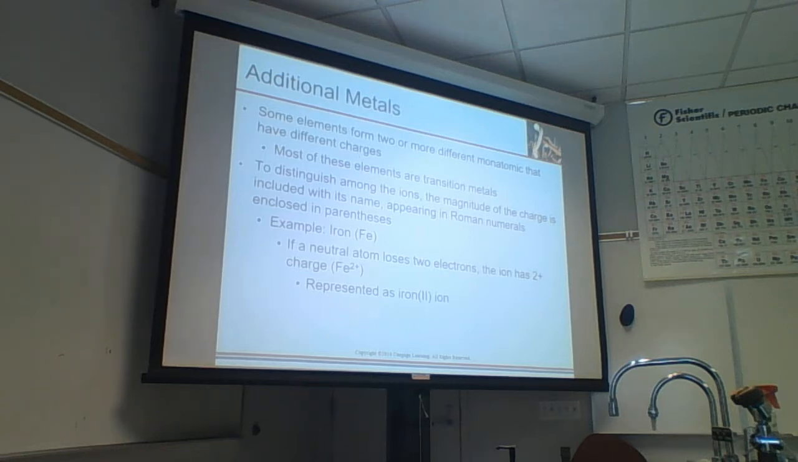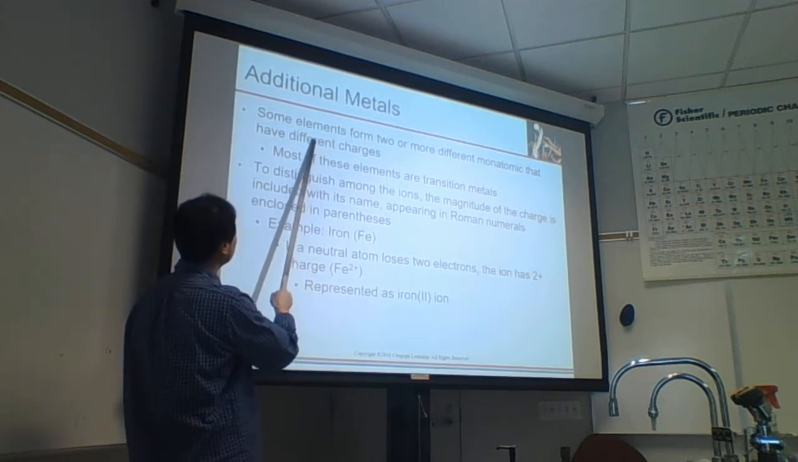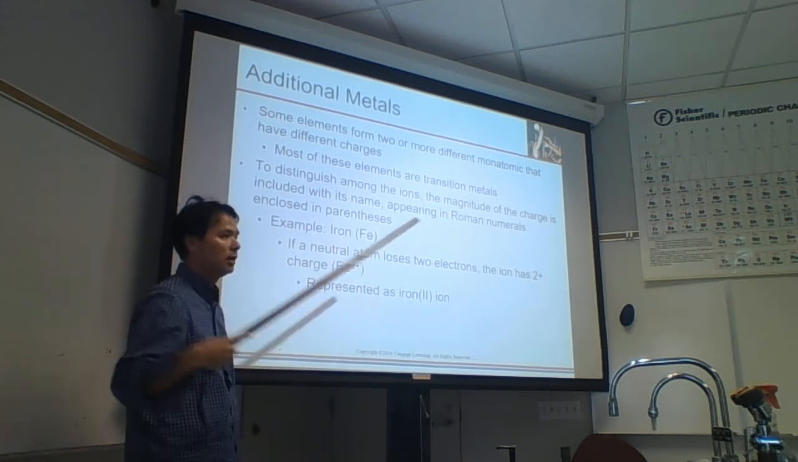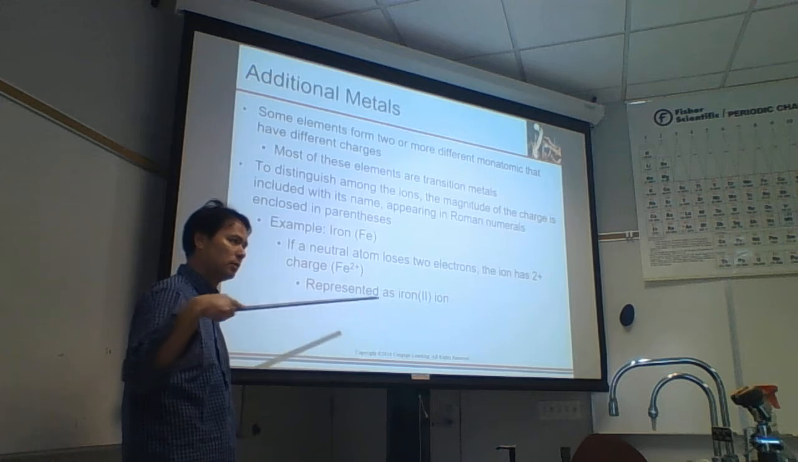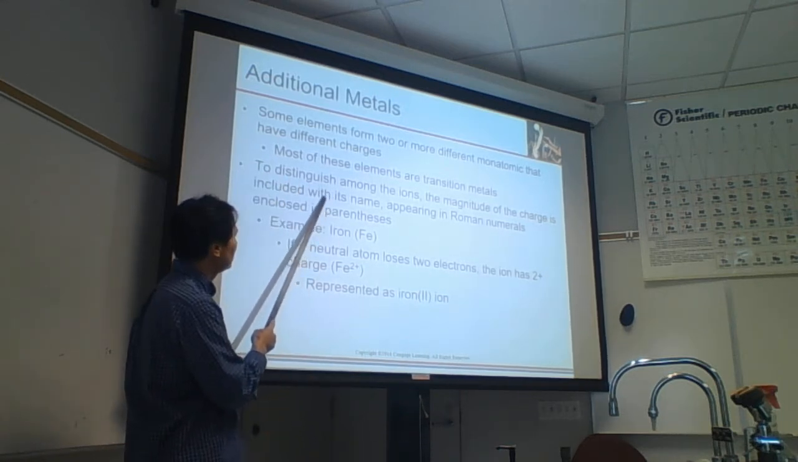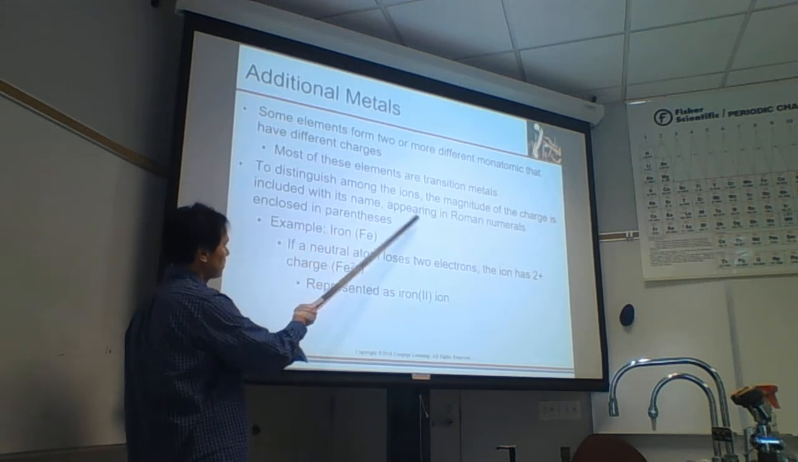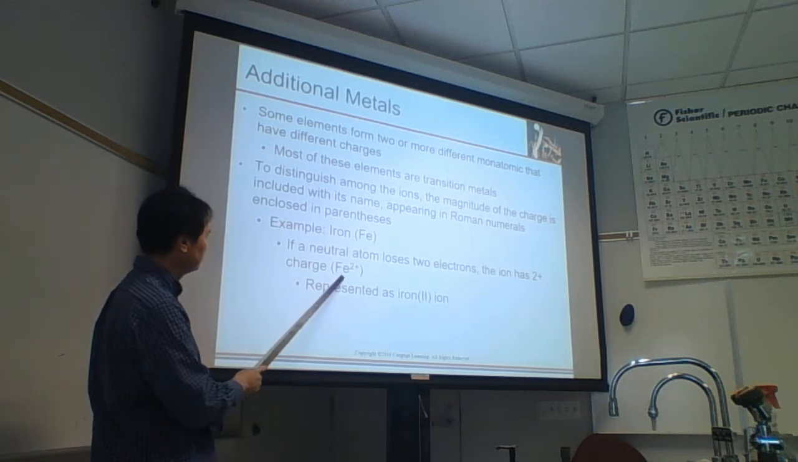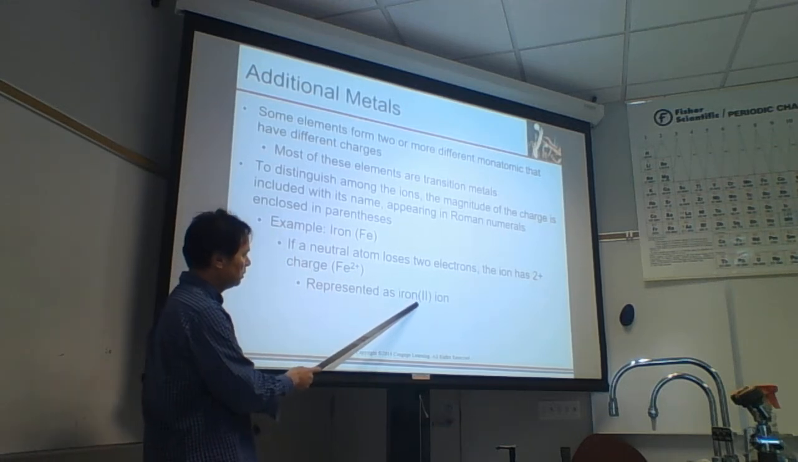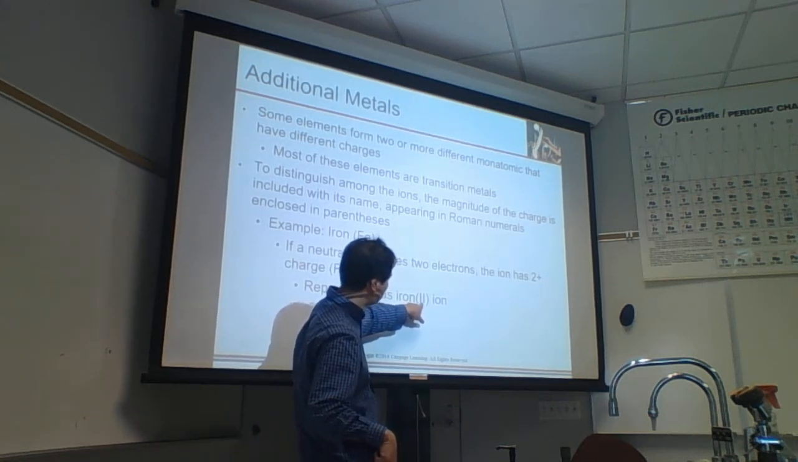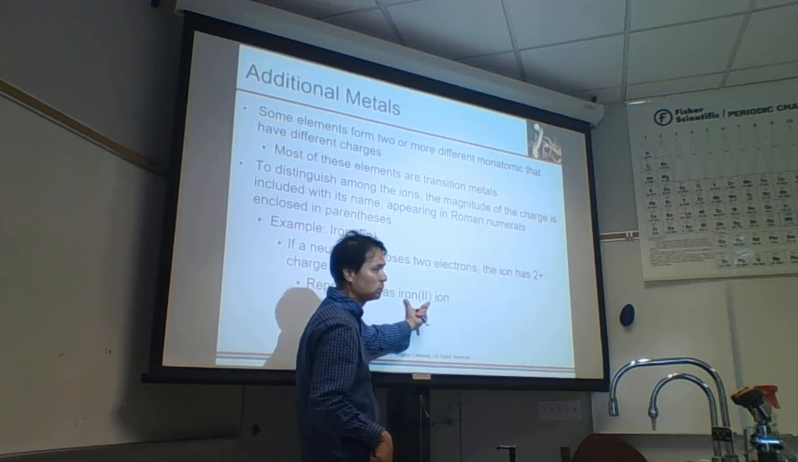So this is variable charge. Some elements have variable charge. Most of these elements are transition metals, but they also bite into the main group, you know, the blue region that creeped in there. To distinguish among these, the magnitude of the charge is written as Roman numerals. So for example, iron with a 2+ charge: there's no space here. It goes iron, open parentheses, Roman numeral 2, close parentheses. This is all one word.